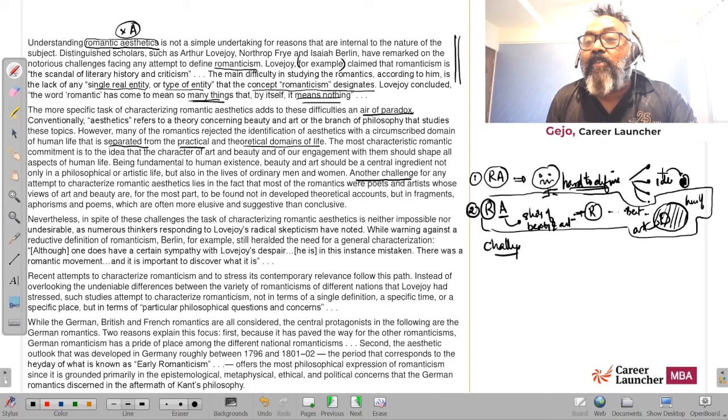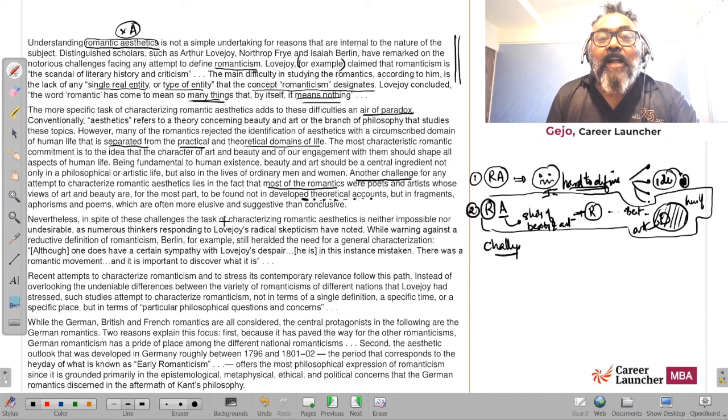Another challenge for any attempt to characterize romantic aesthetics lies in the fact that most of the romantics were poets and artists whose views on art and beauty were for the most part not found in developed theoretical accounts, but in fragments, aphorisms, and poems, which are often more elusive and suggestive than conclusive.